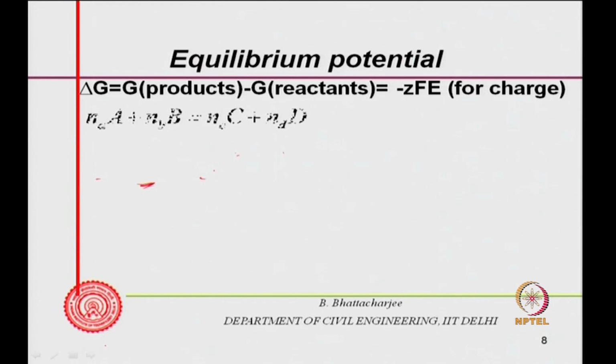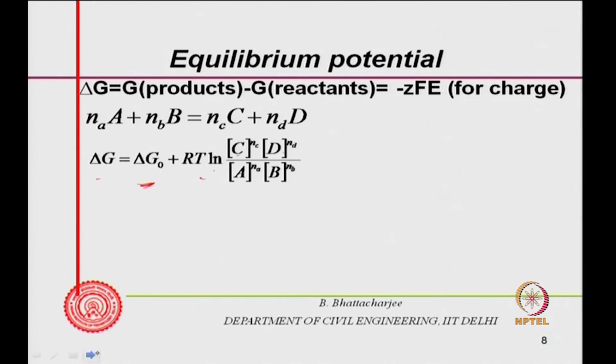So, I can write for delta G minus delta G 0, and since I have replaced the activity by concentration, I can write it like this. Now, this was actually free energy, and this can be written using Faraday's law for charge transfer, where charge is involved.